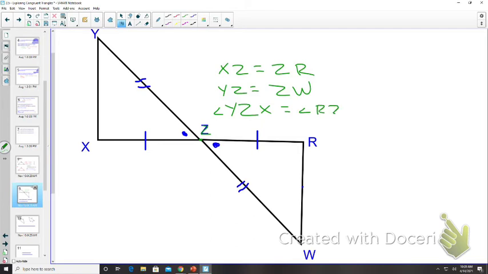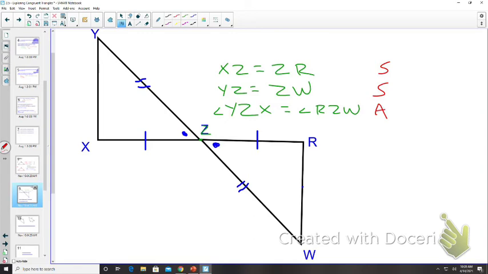Okay, so we got three proofs. What was this, angle or side length? XZ was a side length. YZ and ZW, is that an angle or a side length? Side length. And angle YZX? Angle.